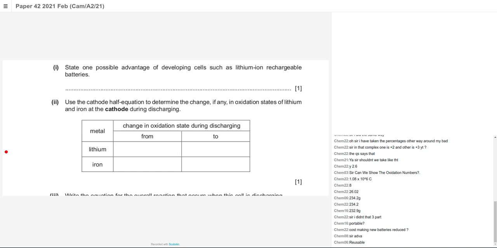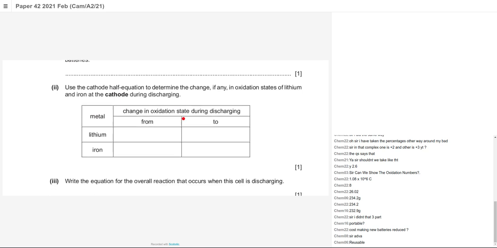No. Cost of making new batteries reduced. Not cost of making new batteries reduced. Cost of purchasing new batteries always is reduced, right? Manufacturing cost won't reduce just because you have lithium ion, but the person who is using lithium ion, you don't need to buy all these batteries. It's one time, then you can use it for so many times you can charge.